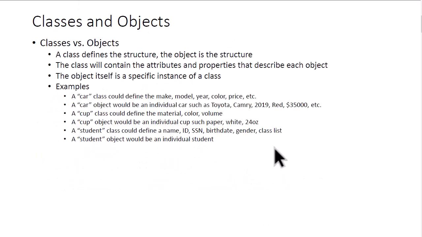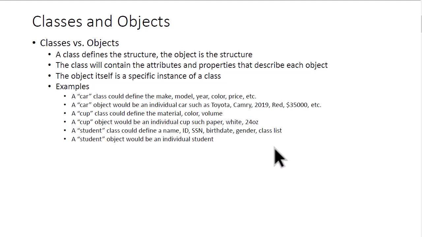So as I said a minute ago, a class defines the structure and the object is the structure. And I have listed a few examples down below, and you can really think of almost any example you want. Objects are meant to model real-world items, whether it's a car, a cup, or a student, or just about anything you could think of can be modeled as a class and a sequence of objects.